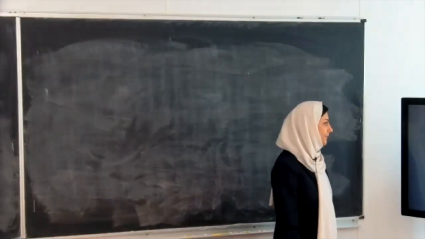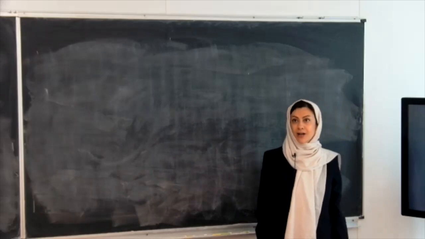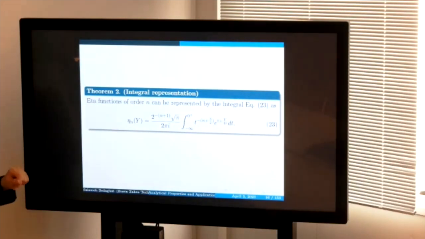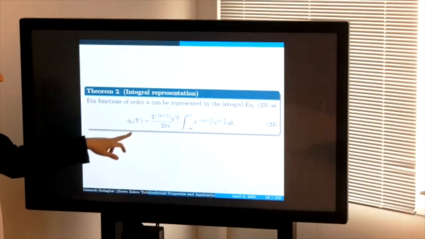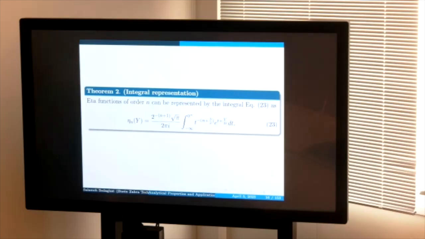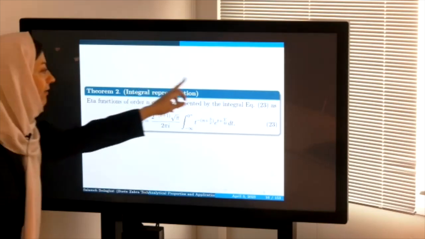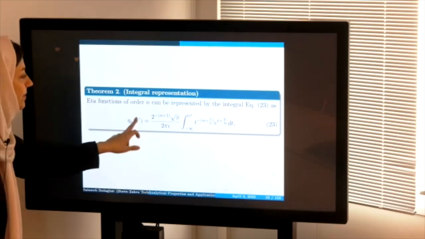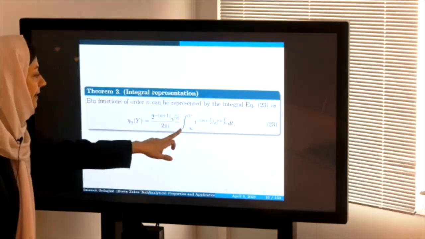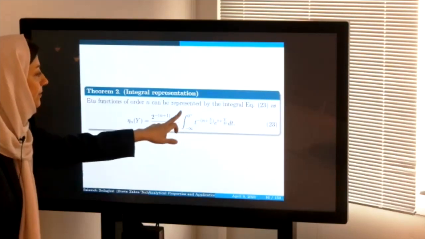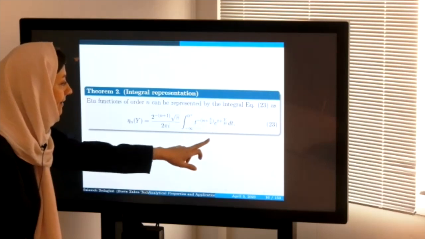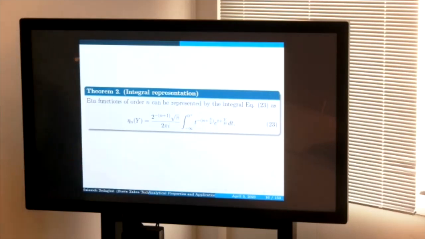Okay, welcome back. Now I want to show you the integral representation of the eta function. The eta function of order n can be represented by an integral of this form. Eta n of y equals this integral from minus infinity to 0, and you can see this term here. Now I want to show it to you.